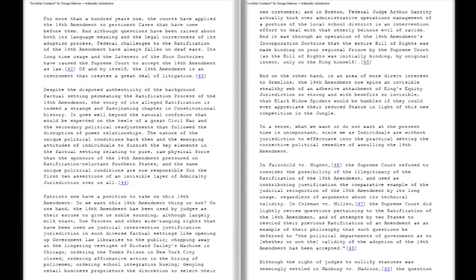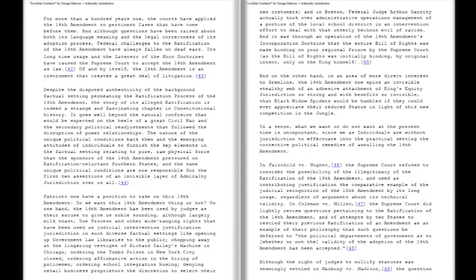The nature of the unique political conditions back then and the emerging attitudes of individuals furnish the key elements in the factual setting relating to pure, raw physical force that the sponsors of the 14th Amendment pressured on ratification reluctant southern states, and the same unique political conditions are now responsible for the first two assertions of an invisible layer of admiralty jurisdiction over us all.